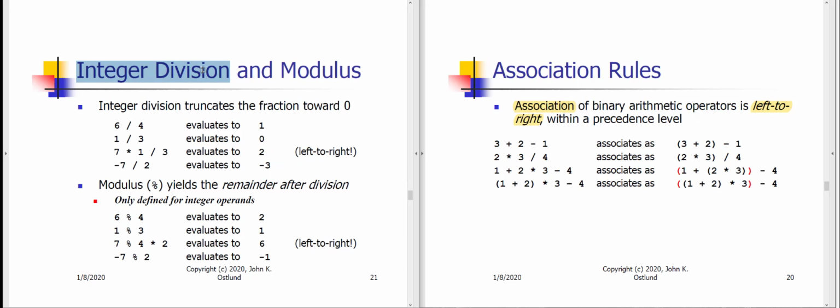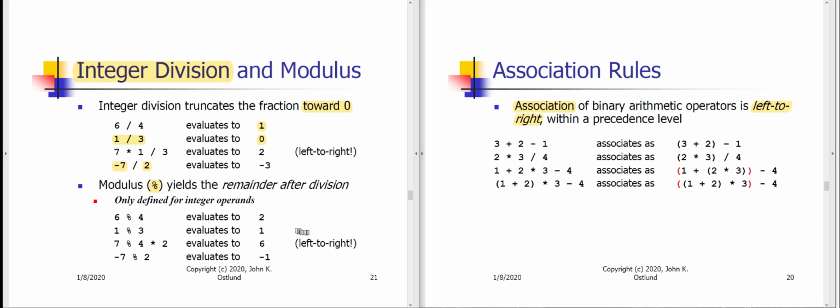Now, integer division in C++ always truncates towards 0. So integer division is sort of like floor division that we have in Python. 6 divided by 4 as integers gives me a 1, because that's the whole part of the division. Likewise, 1 divided by 3 gives me a 0. Truncation is towards 0, as I said, so minus 7 over 2 gives me a minus 3 in C++ rather than a minus 4.